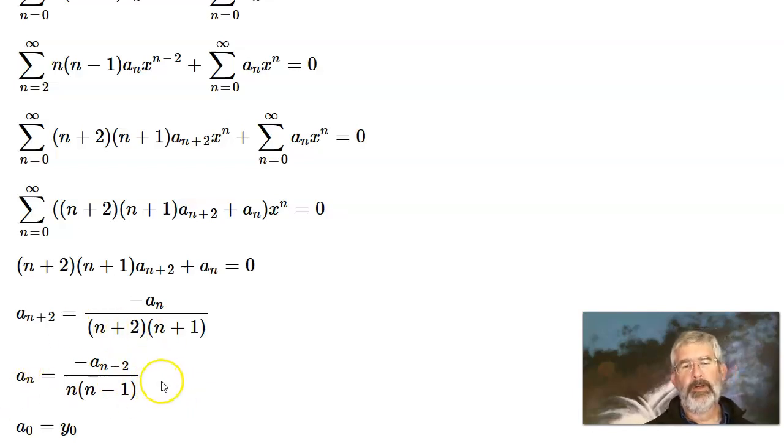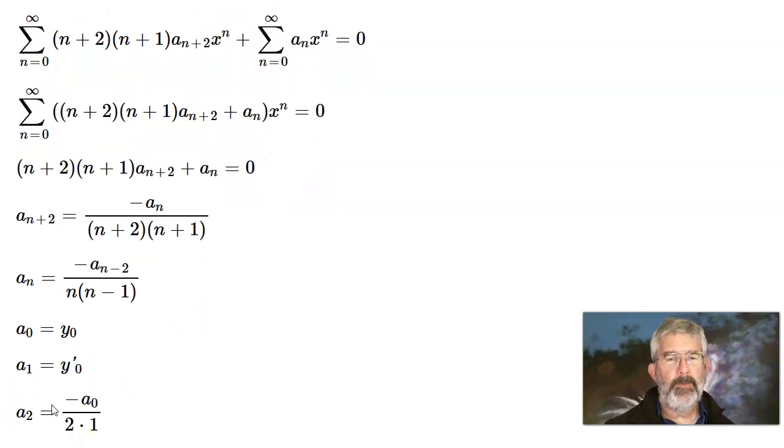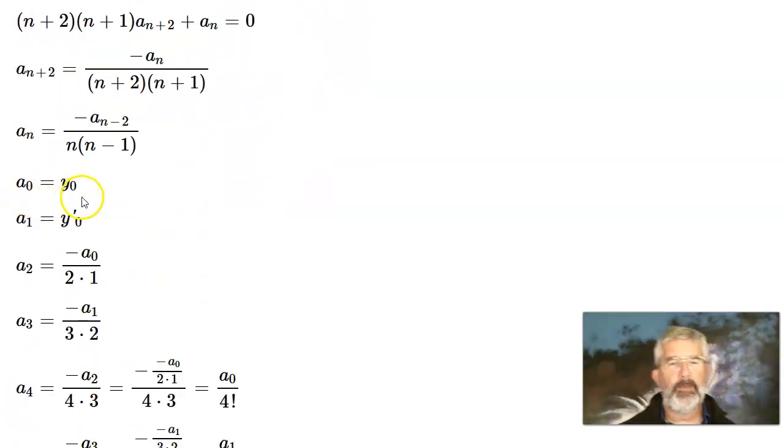Now this is what's called a recurrence relation. That is, if you know one value, then you can use that to find the next value, and then once you know that value, you can use it to find another value, and so on. So here we go. We already noticed that a0 was going to be y0. Since I didn't state an initial condition, this is just going to be left as a variable. Likewise, a1 is going to be y0 prime. Again, since it was not stated, this is just a variable at this point. But now a2 is going to be minus a0 over 2 times 1.